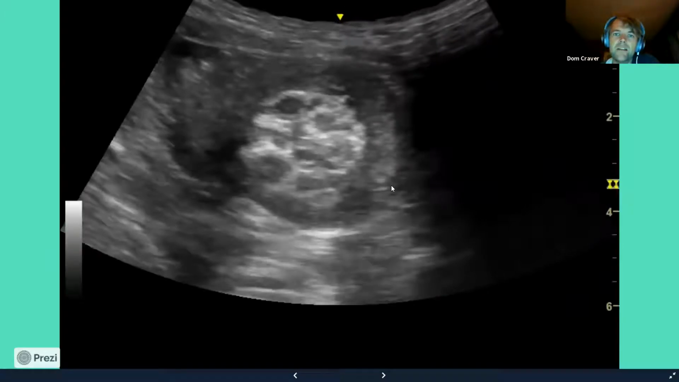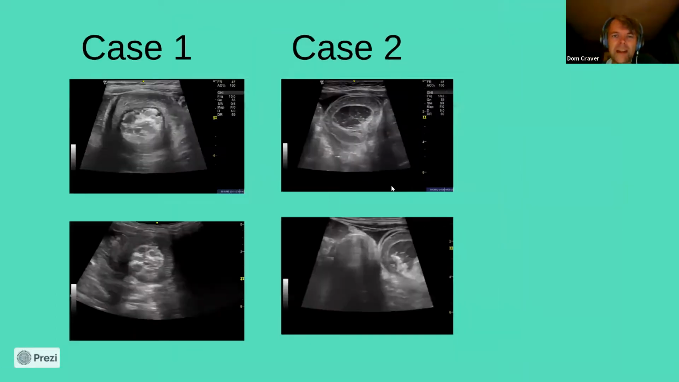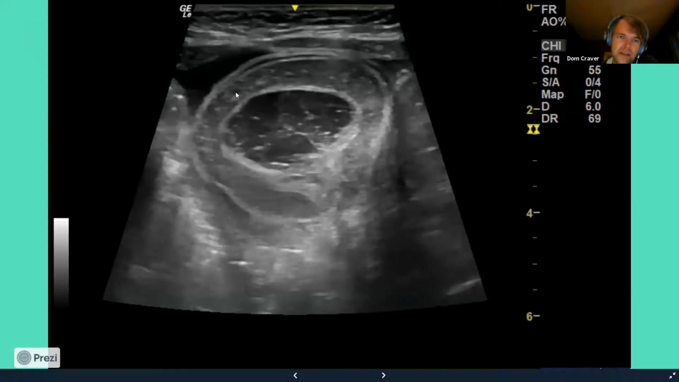And then our other child, who was a bit poorer, a bit sicker, a bit more unwell. Again, you can see the bowel is really thick here. Here's the intussusception. Quite a lot of free fluid coming around. So there's free fluid around the wall, also free fluid in the abdomen.